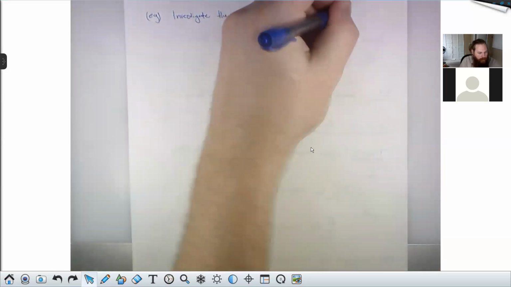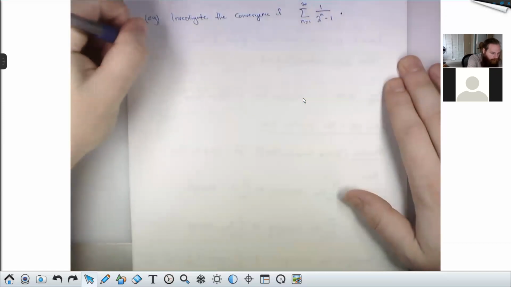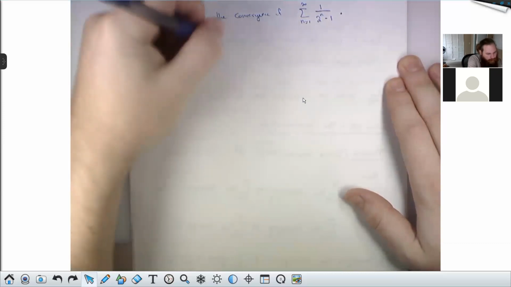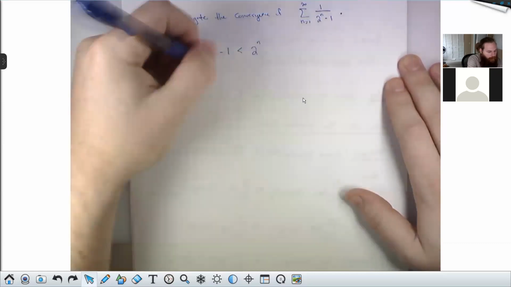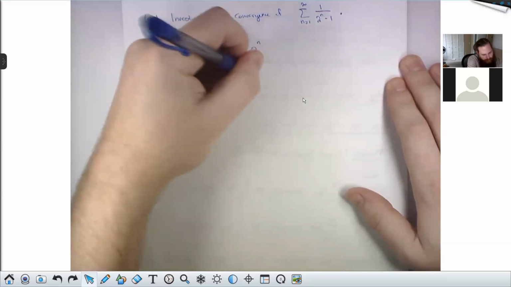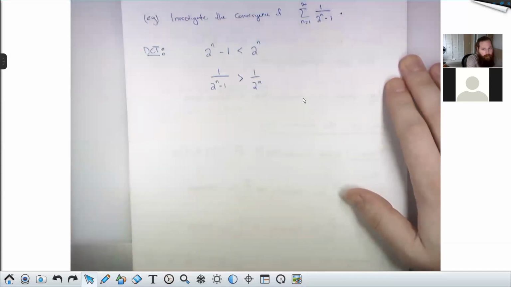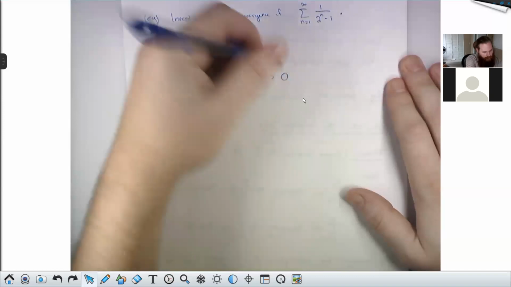So again, I want to say that this is similar to a geometric series, because if the 1 wasn't there downstairs, it would be geometric. But if you try to build an inequality for the direct comparison test, 2 to the n minus 1 is smaller than 2 to the n. So when you take reciprocals, the inequality flips over, and you get this.